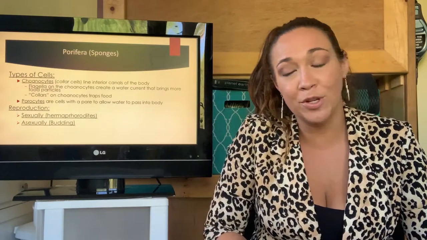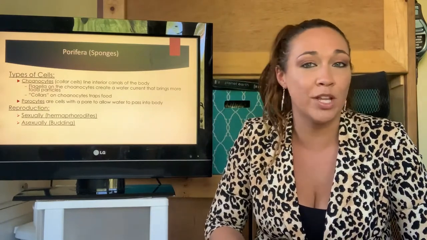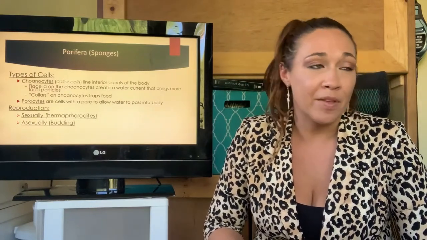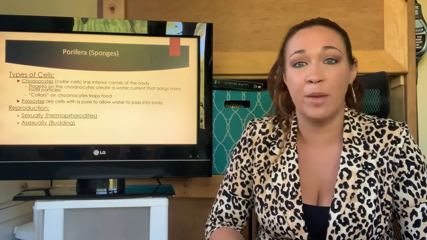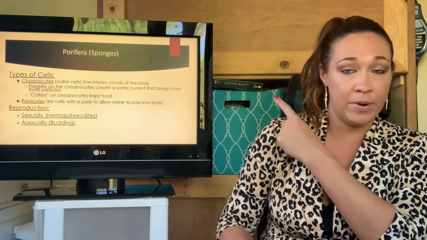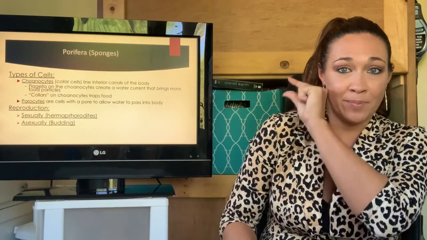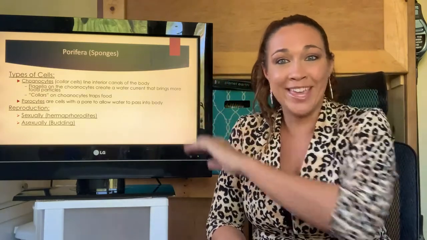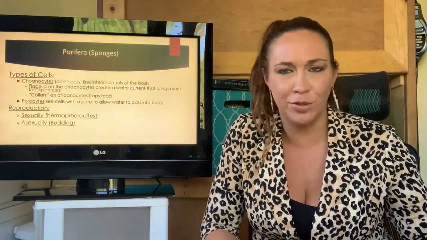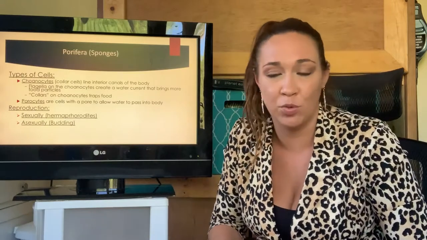They can reproduce both sexually and asexually. So there's two forms. The asexual form is essentially where they bud. So imagine I grew a little tiny me right here, and then when it was big enough, it just pops off and goes, bye. Bye me. Really creepy, but if you're a sponge, it totally doesn't matter. You can do that. That's the asexual form.